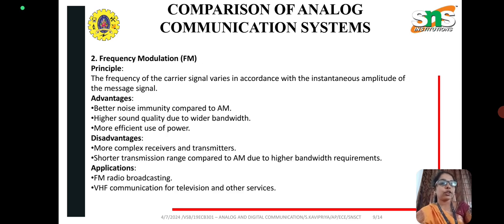Next is FM. Here the frequency of the carrier is varied in accordance with the amplitude of the message signal. Advantage is better noise immunity and high sound quality. It has a more efficient use of power. Drawback is a more complex receiver and transmitter, and shorter transmission range when compared to AM. Application: FM radio broadcasting, VHF communication for television and other services.